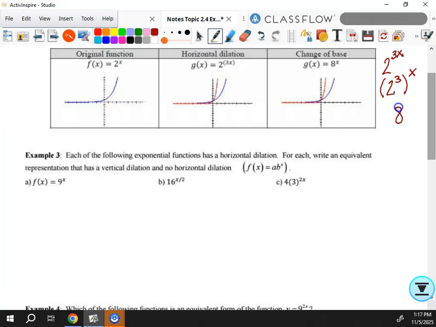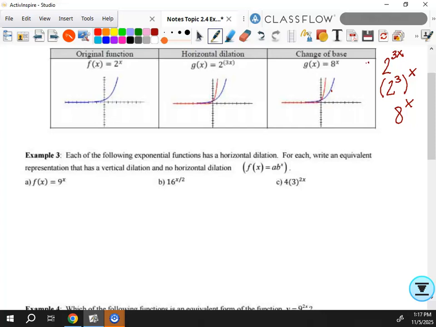Then 2 to the 3rd is 8. And that's where I come up with this one. The larger the base is on an exponential, the faster it grows. Instead of something being doubled every time, it's being multiplied by 8 every time. So instead of coming over here and growing slower like the blue one, it grows faster like the red one, but it would be the same as the horizontal dilation. Okay. Again, just by the nature of exponentials, they end up being the same thing.